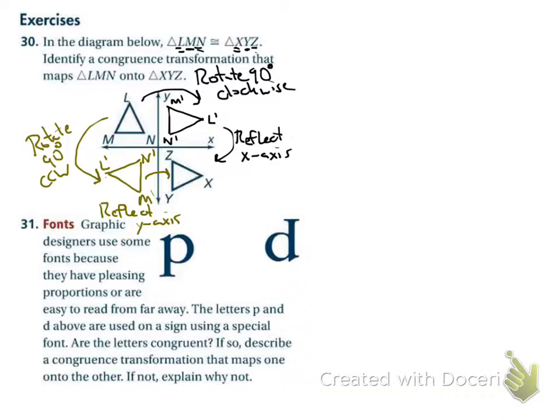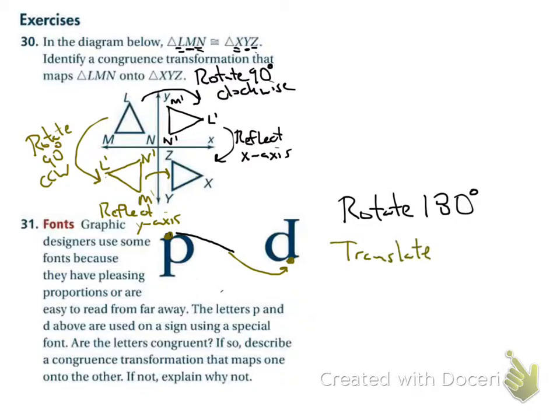Now for 31, we're looking at different ways we can transform P to get to D. One way I see is if we put a point right in the middle of the two, we could rotate 180 degrees in either direction to get it to map onto D. If we translated it, so let's think on this little point right here, on point P, translated it to right here. So we could translate, then rotate 180.